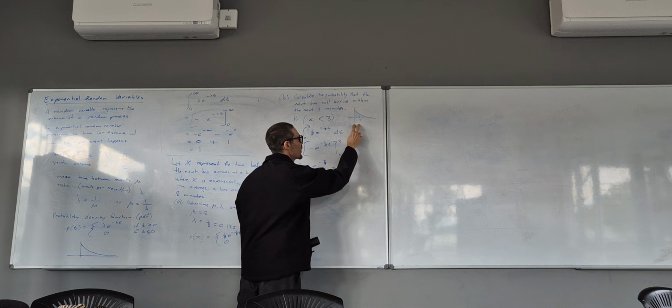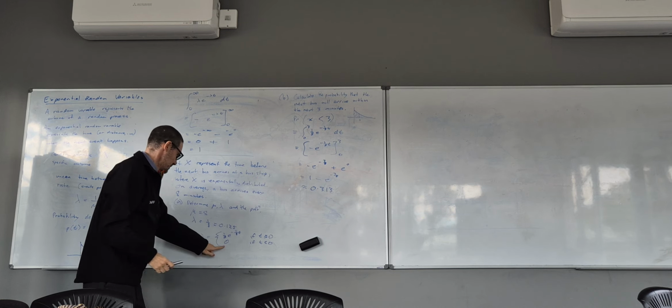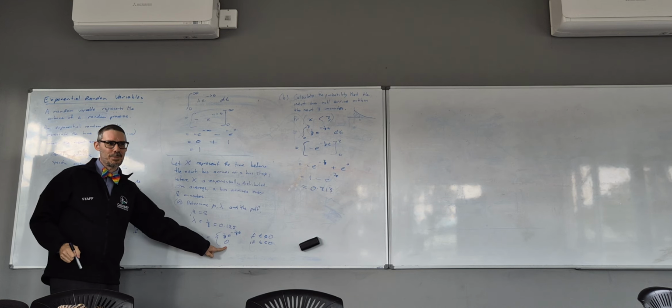Which part of the curve am I looking for? 0 to 3. I don't need to go past 0 because there's no area to the left.